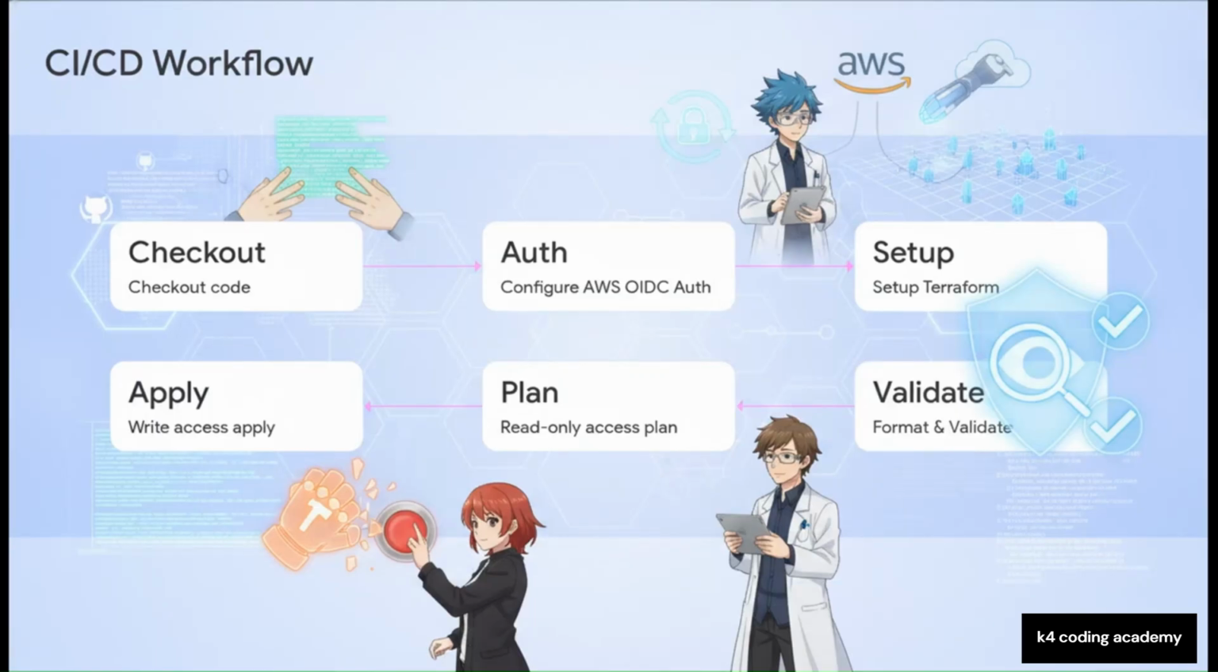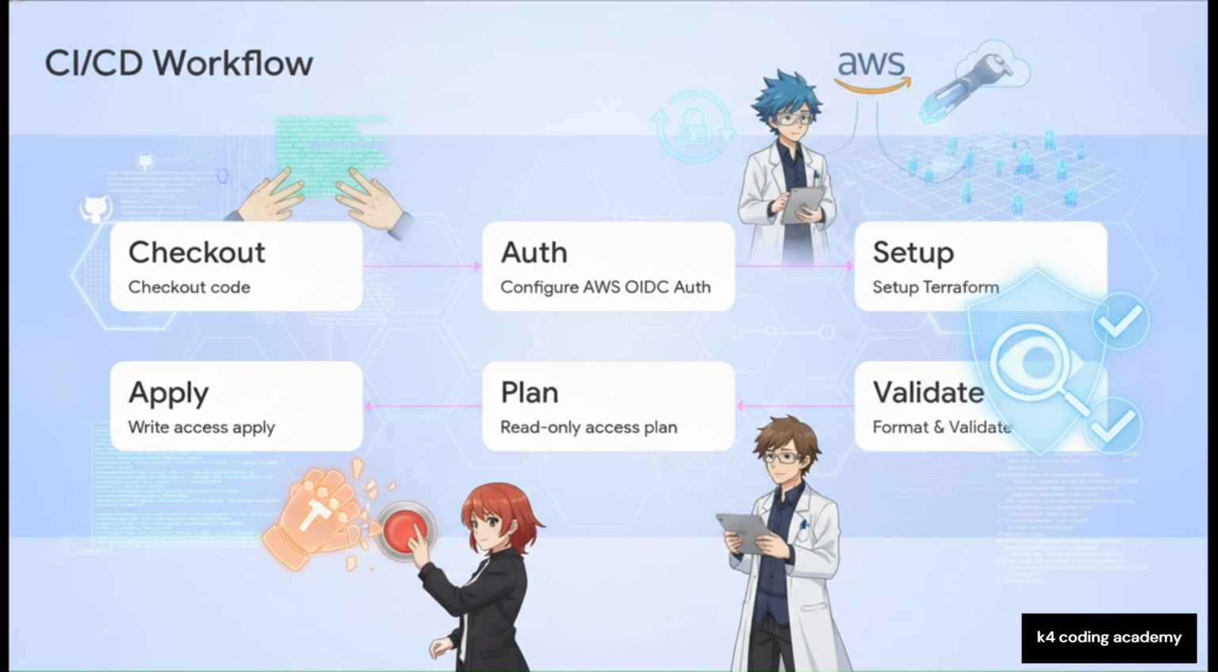A truly production-ready GitHub Actions workflow follows these precise sequential steps. First, obviously, we check out the code. Then we configure our AWS credentials securely using OIDC, so absolutely no static passwords floating around. Next, we set up Terraform and run those format and validate checks we just talked about. But hey, pay really close attention to these final steps.